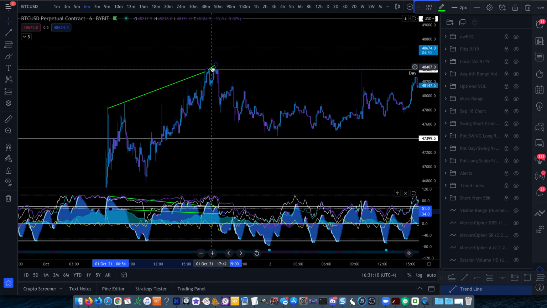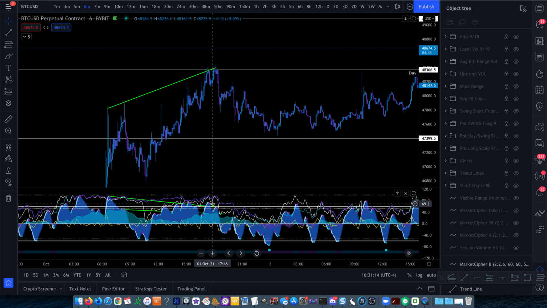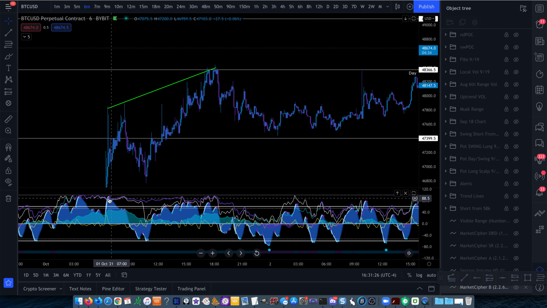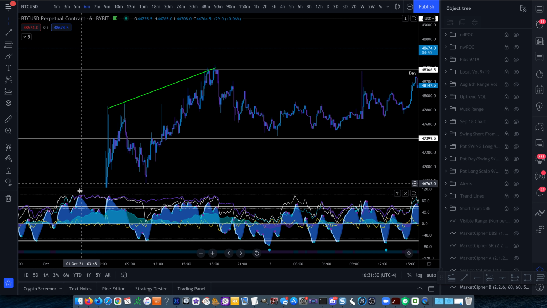So step number 1 is finding your level. And step number 2 is looking at market cipher. And we're not just looking at market cipher in the immediate short term. Like, yes, we see a bearish divergence right in this area here, but we're looking across a longer term as well to see, okay, I can see the bearish divergence is building, coming all the way back to here.